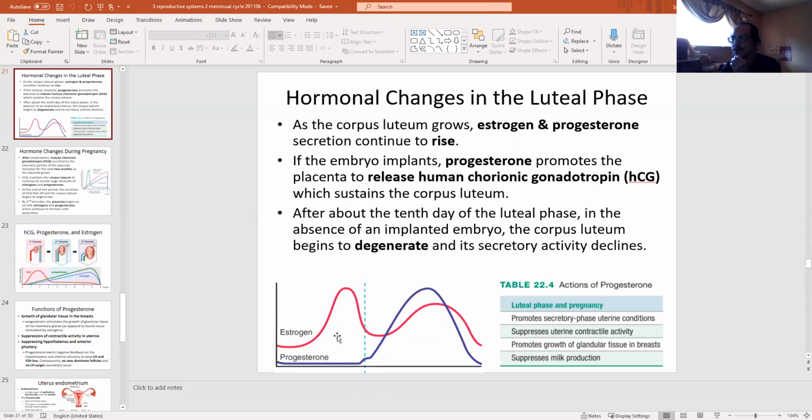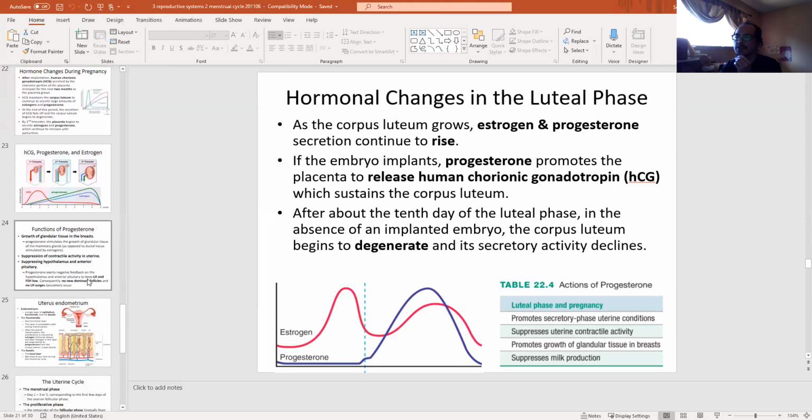Progesterone is unique because unless there is pregnancy, we only see this progesterone here. Estrogen is a typical female sex hormone, so it's high during the follicular phase as well as the luteal phase. But the progesterone only increases after the ovulation.